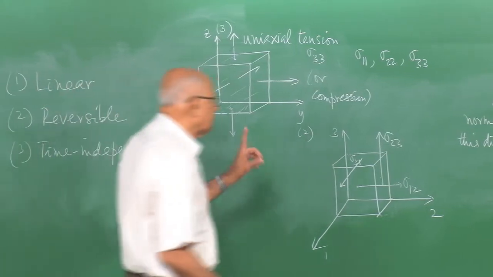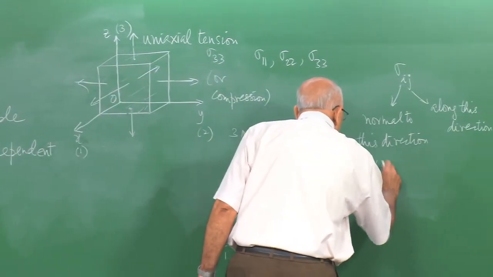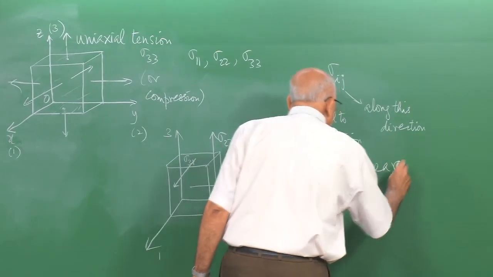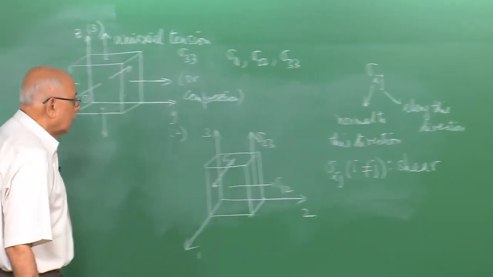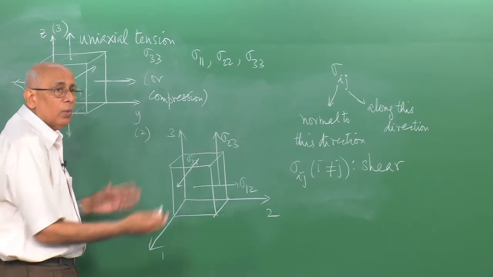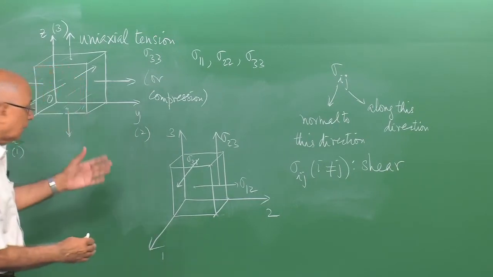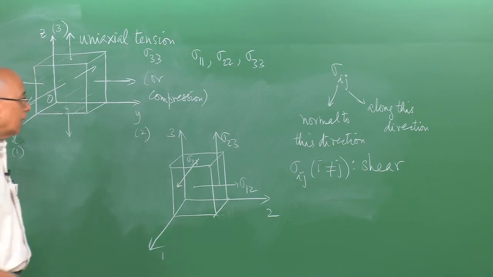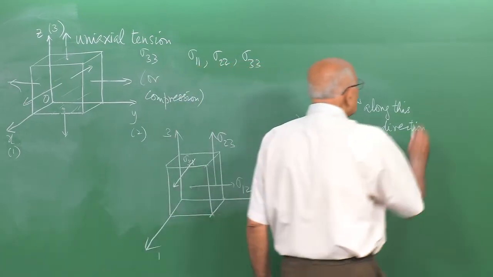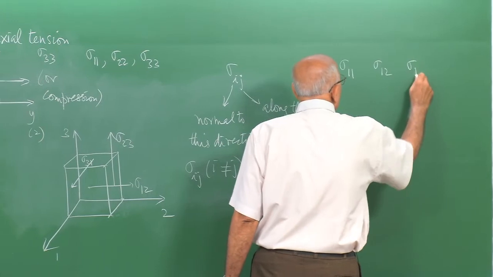These are shears. Sigma i j, i not equal to j, is a shear. And there are 3 other shears. There is sigma 2 3 and 3 2, and 1 2 and 2 1, and the third one which is 3 1 and 1 3. It's very convenient therefore to write this whole thing as a matrix. So write this as sigma 1 1, sigma 1 2, sigma 1 3.